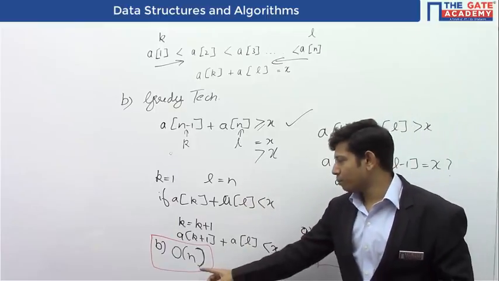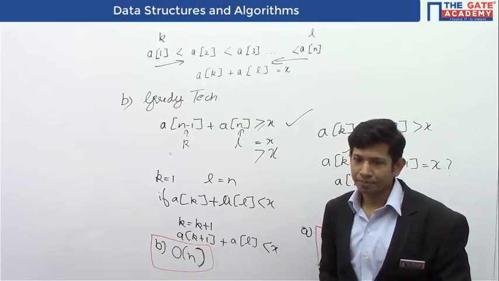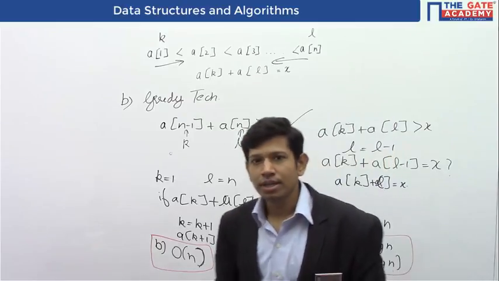So what is the time complexity? The time complexity turns out to be order of n. So this is how we will solve this problem.